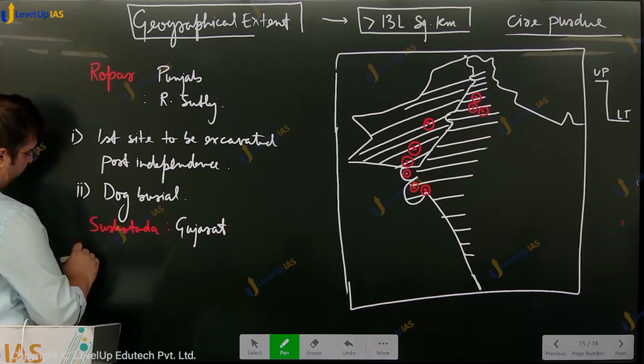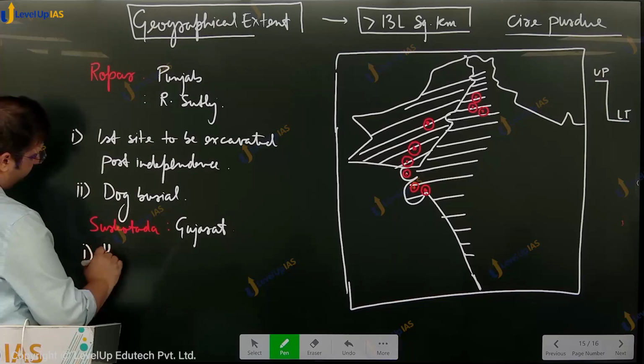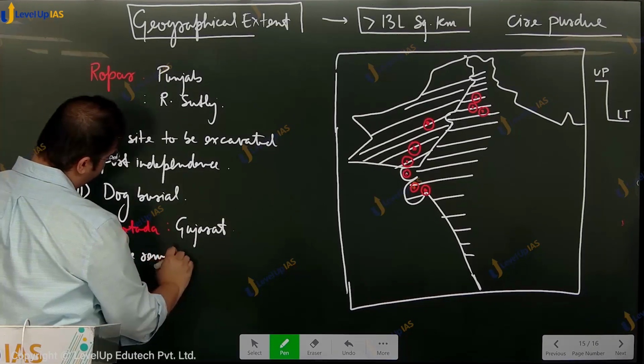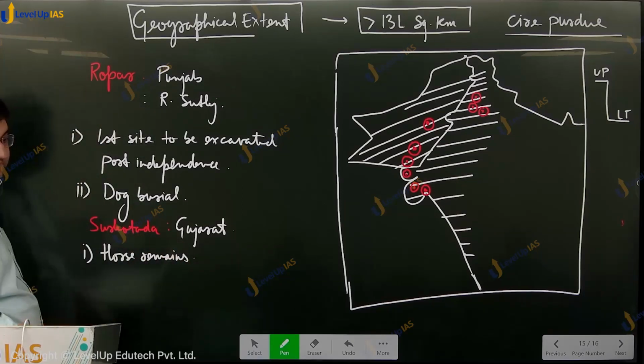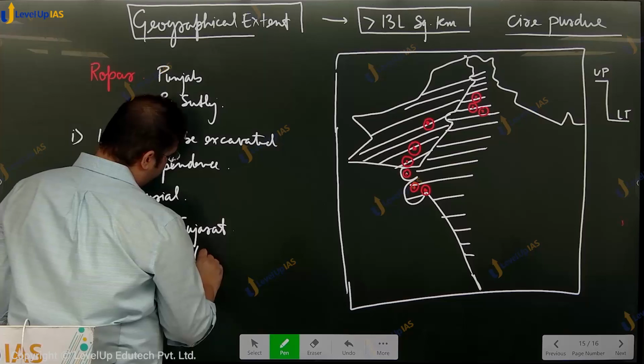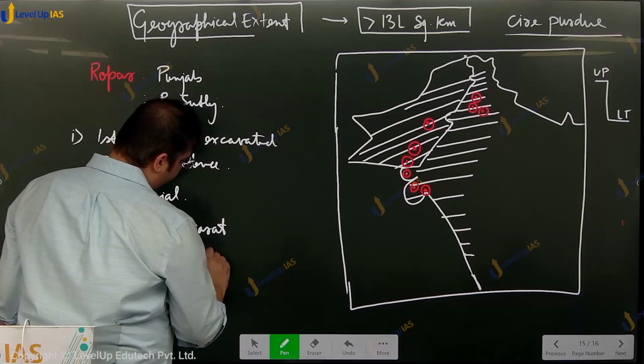What is the importance of this site? Horse remains have been discovered from here. किस तरह के remains हैं? एक्सटेंसिव remains या partial remains? Partial remains. क्या मिला है? Teeth only.